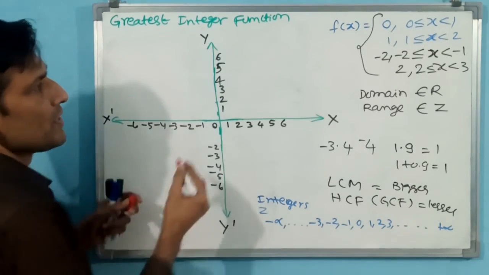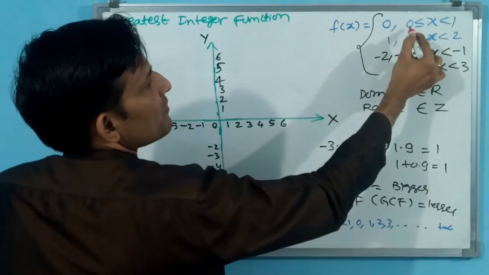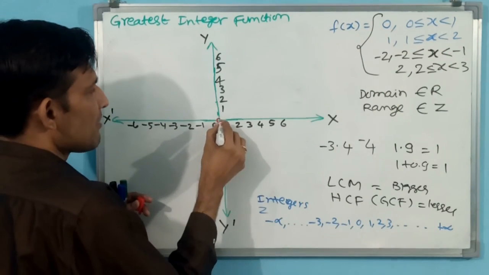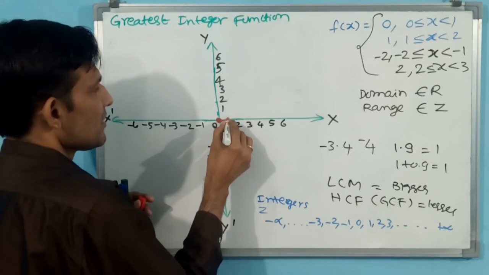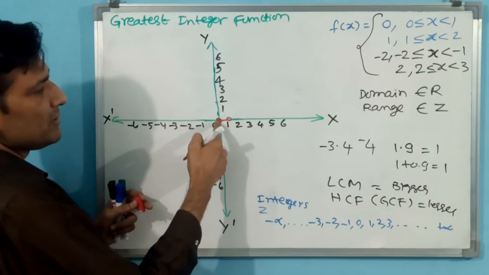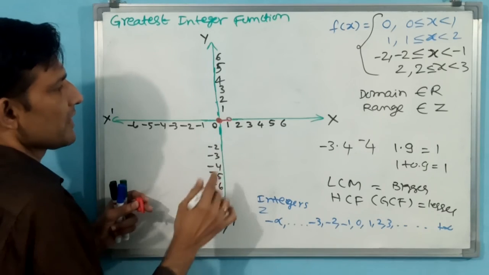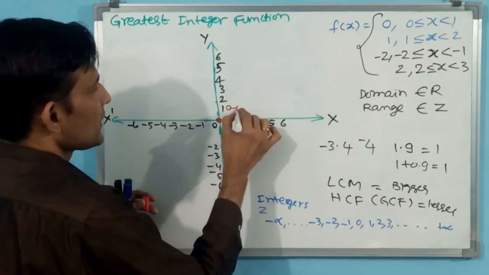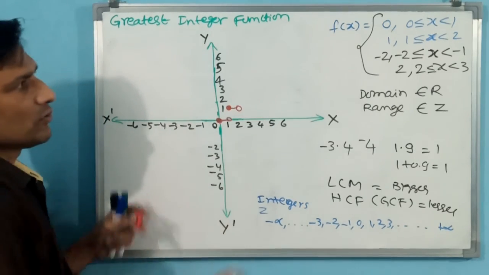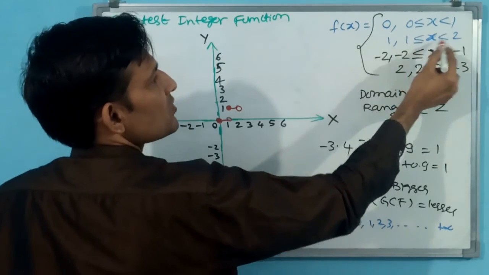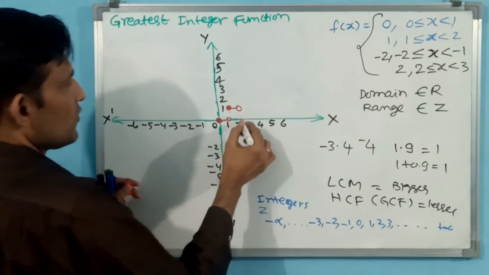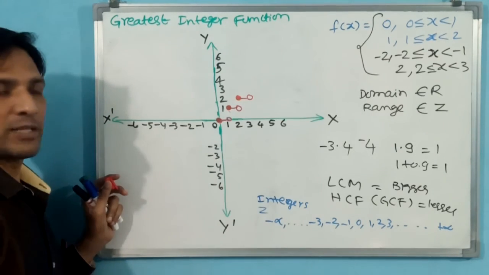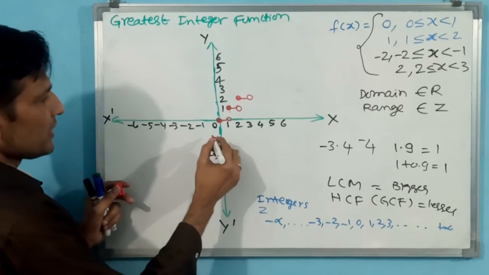Okay. See, from 0 to 1, 0 will come and 0 is a closed interval. Here equal to is there. That is why up to 0 I am writing like this. You see. This is an open bubble. This is a closed bubble. Okay. From 1 to 2, this is a closed bubble at 1. You see, 1 to 2, 1 is closed, 2 is open. 2 to 3, 2 is closed, 3 is open. Okay.